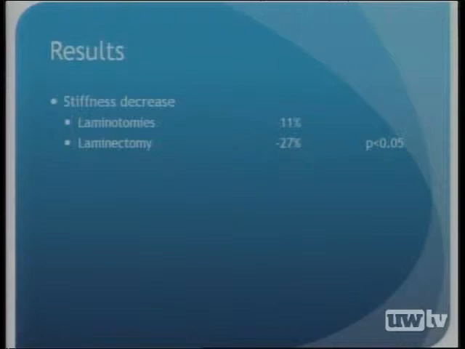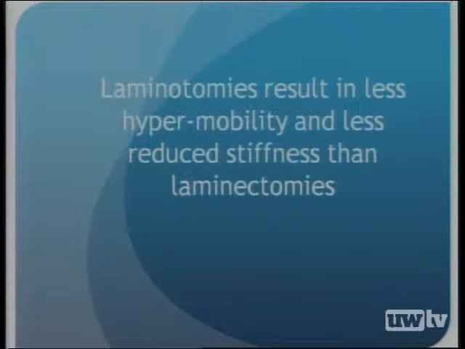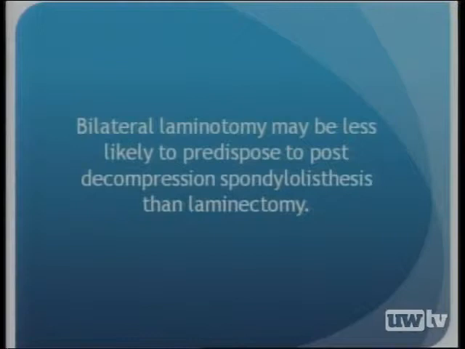What about stiffness? Well, we found that laminotomies resulted in about 11% decrease in stiffness, whereas laminectomies resulted in about a 27% decrease in stiffness of the spine. This difference was found to be statistically significant. So from these data, we can conclude that laminotomies result in less hypermobility and less reduced stiffness than the laminectomies. And the clinical interpretation of these data is that the bilateral laminotomy procedure may be less likely to predispose to post-decompression spondylolisthesis than a laminectomy.